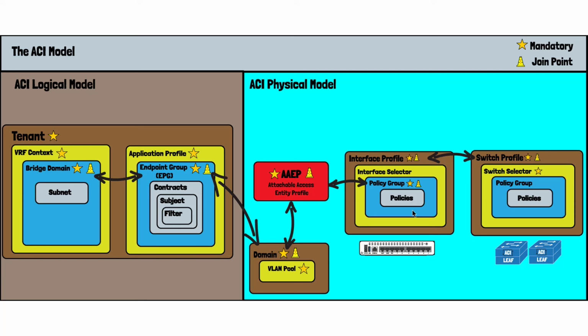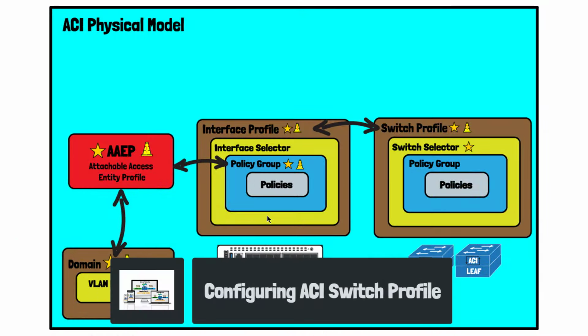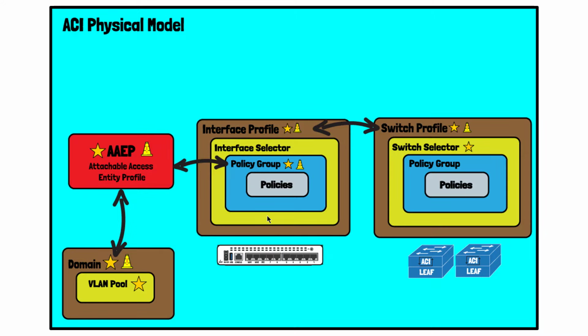So this is the ACI model, and it is divided into two sub-models: the ACI logical model, this one on the left side, and the ACI physical model on the right side. In the physical model, we select our switches, see what policies need to be applied there, and select our interfaces on which interface policies need to be applied. Then we have this doodad called AAEP that we bind those policies to, and then we have a domain and a VLAN pool, and the domain gets linked to the logical model, which links to the EPG directly. So first thing is the switch profile. At its core, this switch profile is there specifically for selecting the ACI switches.